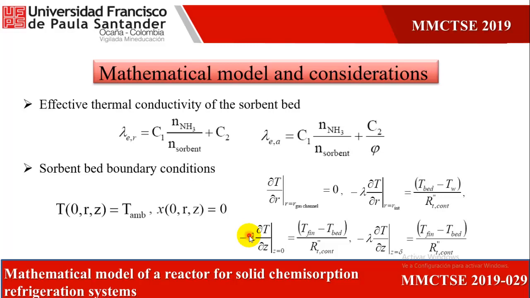Therefore, from that consideration and from experimental values reported for different salts, a linear equation was adjusted for thermal conductivity, where C1 and C2 are adjustment parameters, which have been determined by minimizing the error between the density calculated as a function of the number of moles and the density calculated experimentally. In relation to the thermal conductivity in axial direction, a parameter of anisotropy phi was considered in order to consider the impact of porosity on the sorbent.